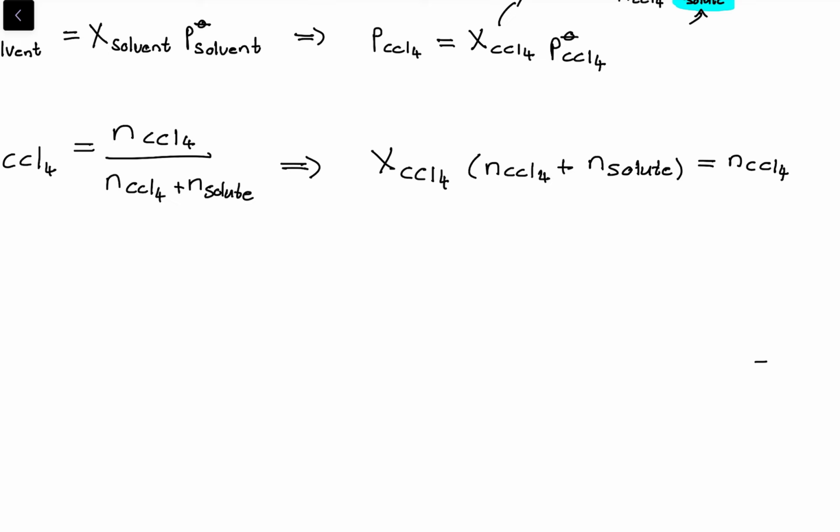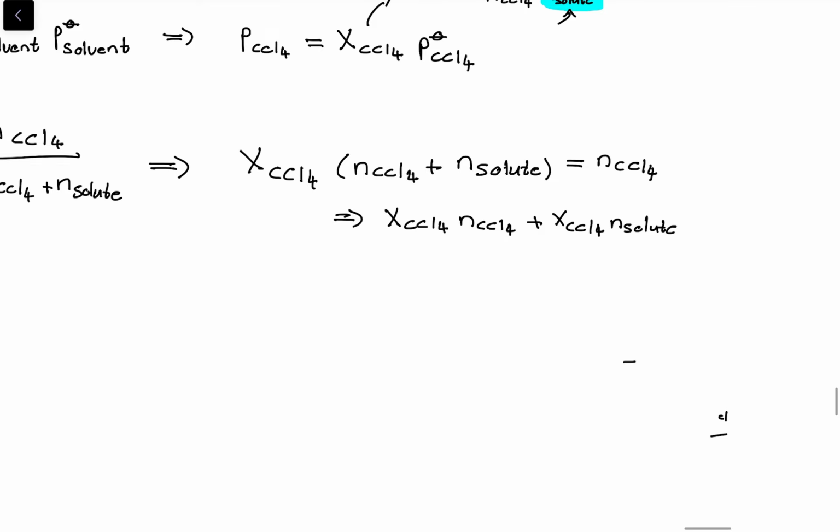Now we want to solve for N solute. So this means that we will get XCCl4 NCCl4 plus XCCl4 N solute is equal to NCCl4.